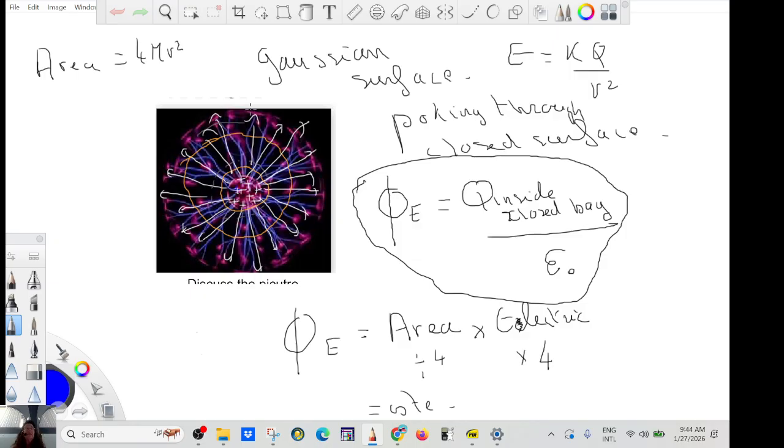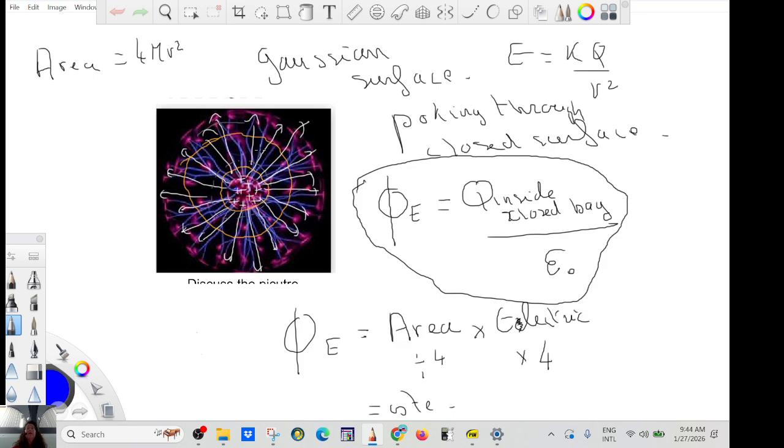Okay, and then here you have the globe. The globe is a closed surface. It's 2D, 4 pi r squared, but it's a surface. So now you have to imagine it's like a bag. In that case, it's a spherical bag, but you can take any bag you want.